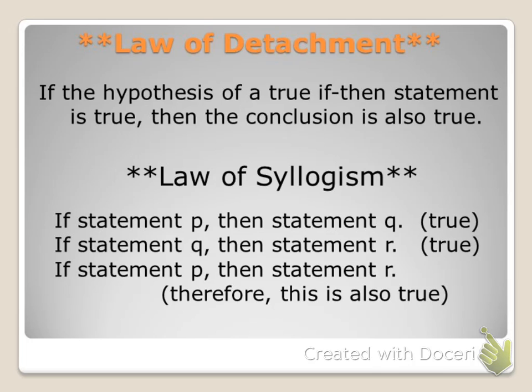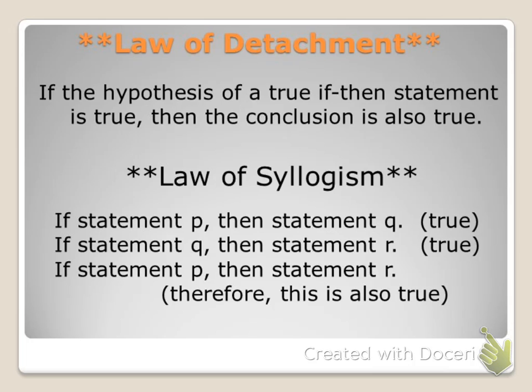Alright, so the first one we're going to look at is the law of detachment. The law of detachment just says that if the hypothesis is true in an if-then statement, then the conclusion is also true. So let's go back to the duck one. The duck's on the pond. The if-then statement was, if the duck is on the pond, then it is hungry. So if I tell you there's a duck on the pond, you can assume that that duck is hungry. Any questions on that one? It's basically saying if the first part's true, the second part has to be true as well.